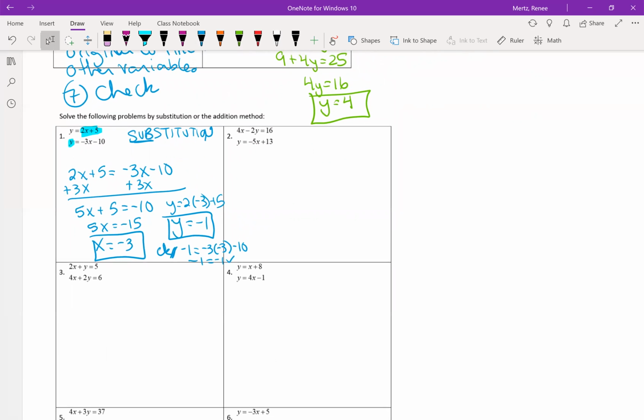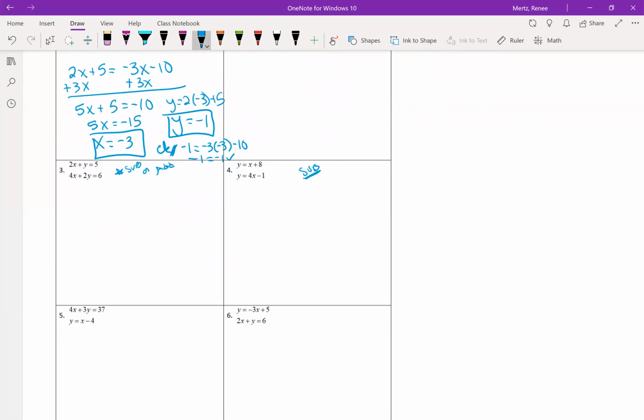So if I was making recommendations, I would recommend substitution or addition. I would recommend substitution, just like number 1. I would recommend substitution because y is already alone. So you're going to try these. The answers are going to be off to the side, so check them when you're ready.